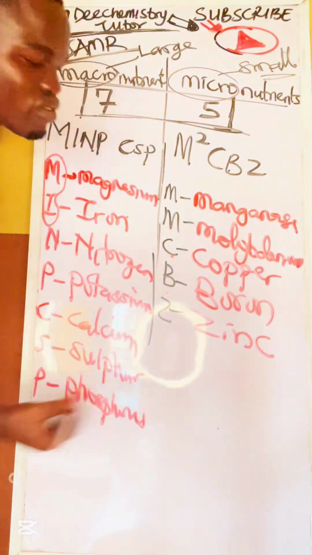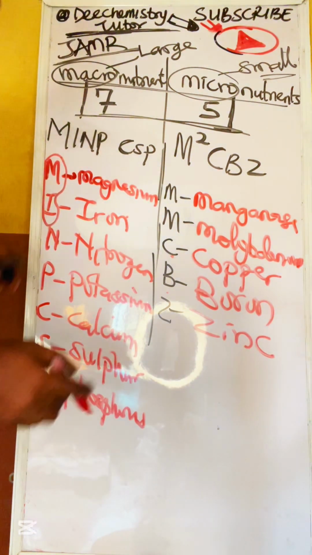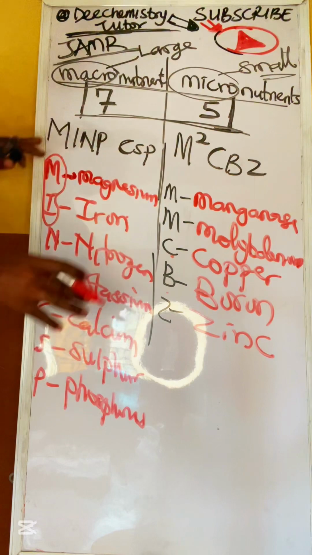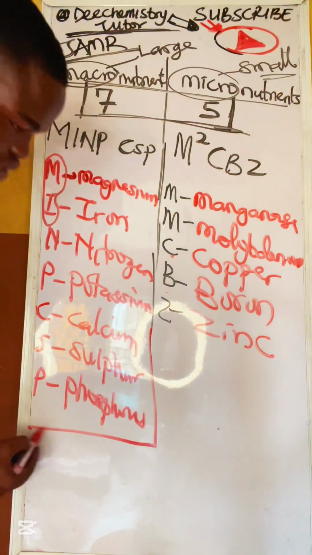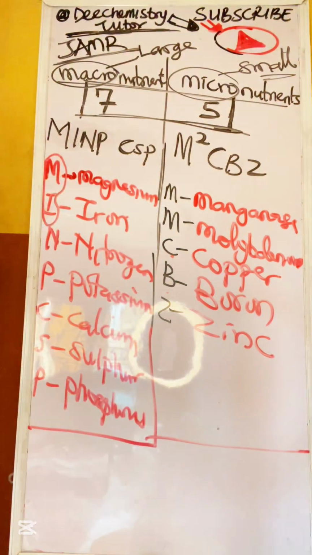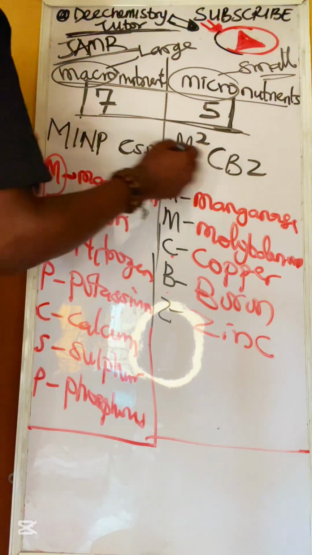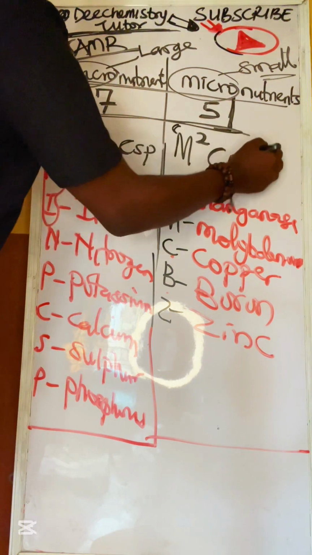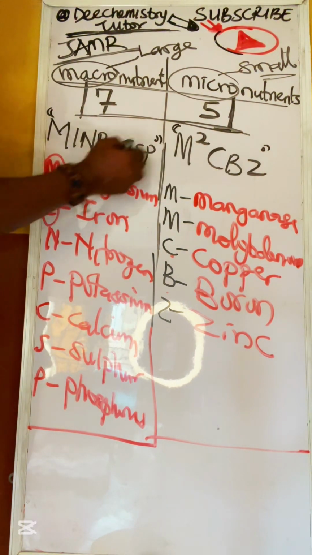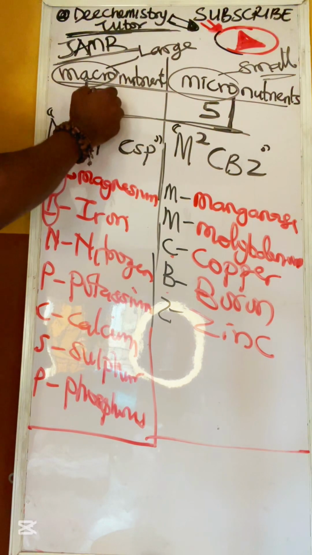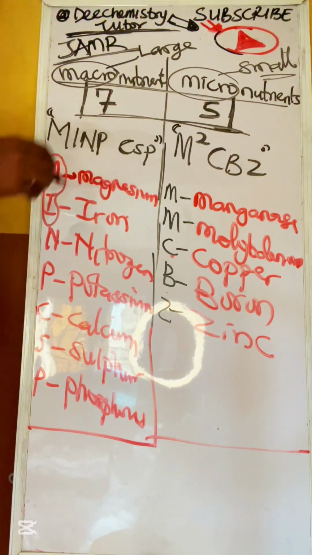So if they ask you which of this is not, which of this is, you just be able to solve it with this simple mnemonics: M squared CBZ, then MIP CSP. Okay, there are 7 and there are 5. So with this, I hope you're able to pass this particular thing.